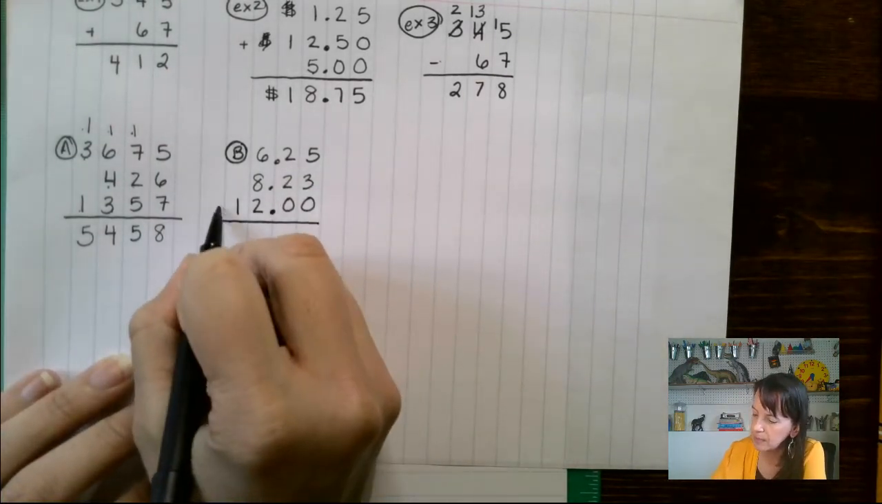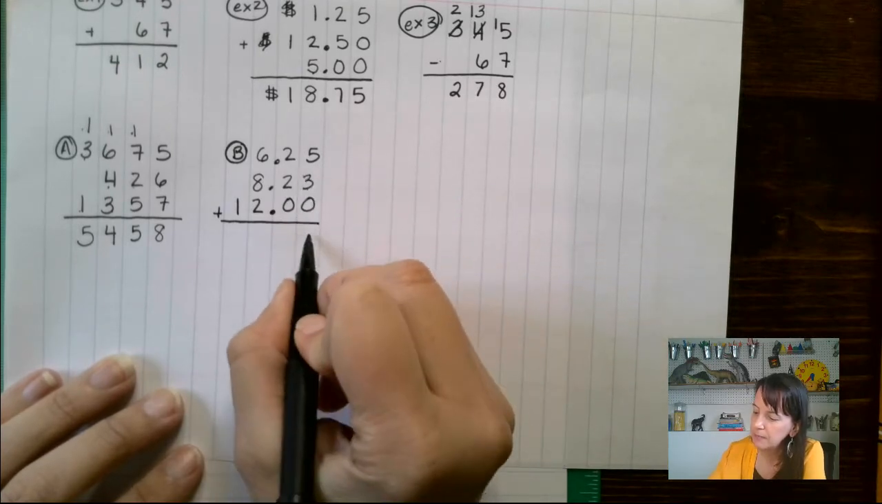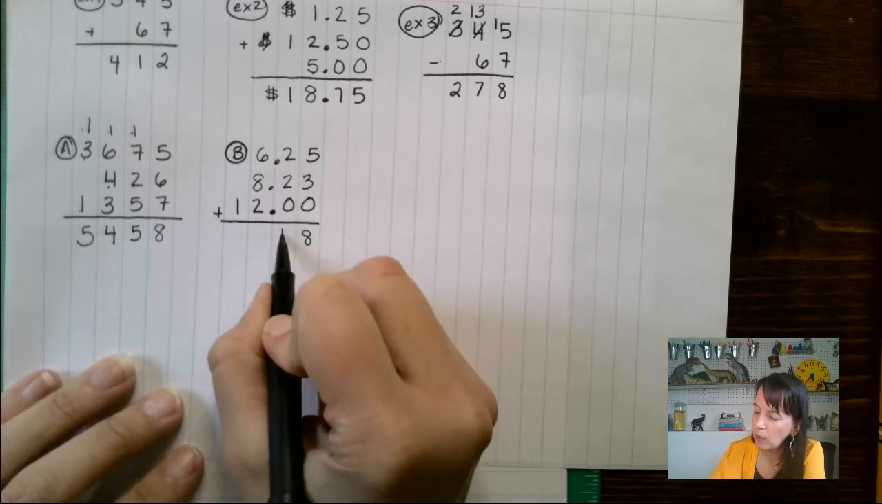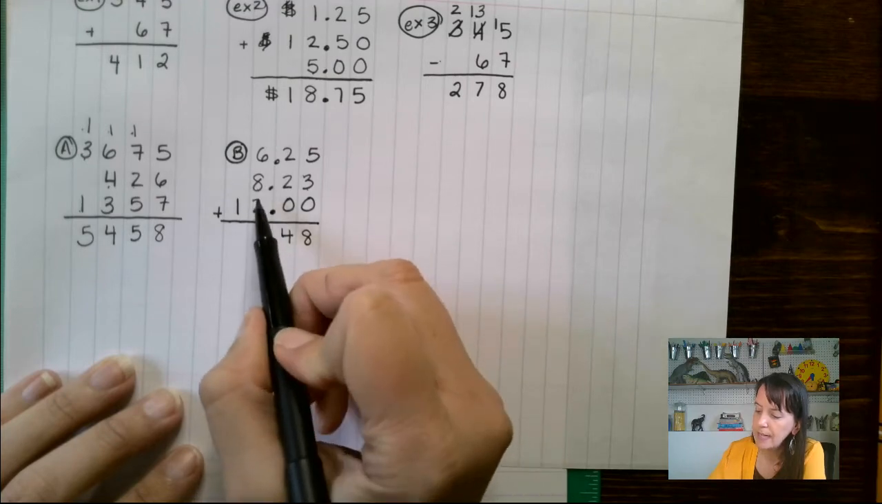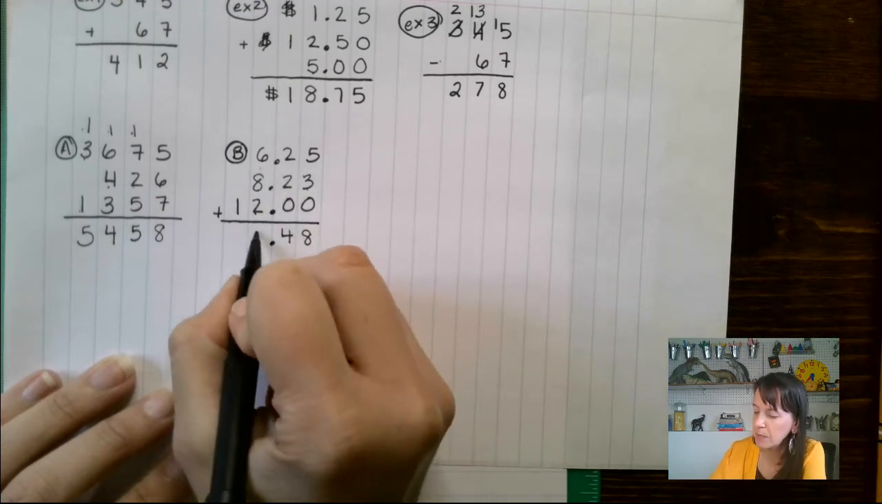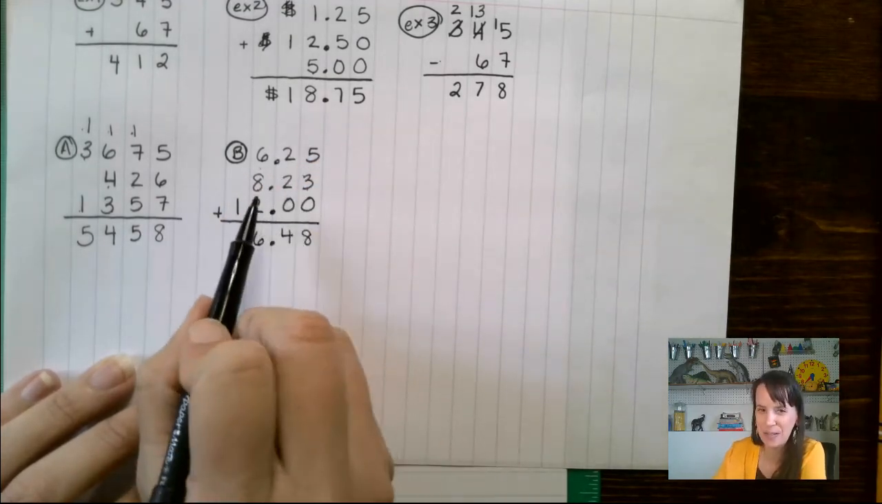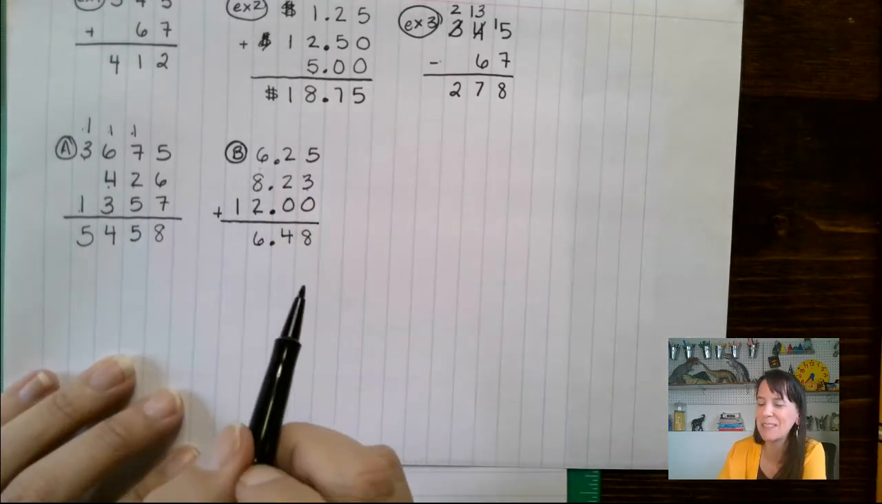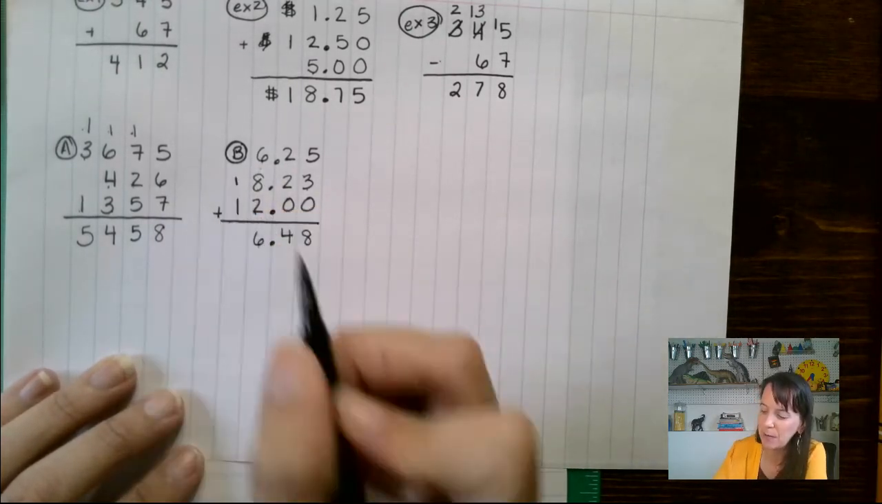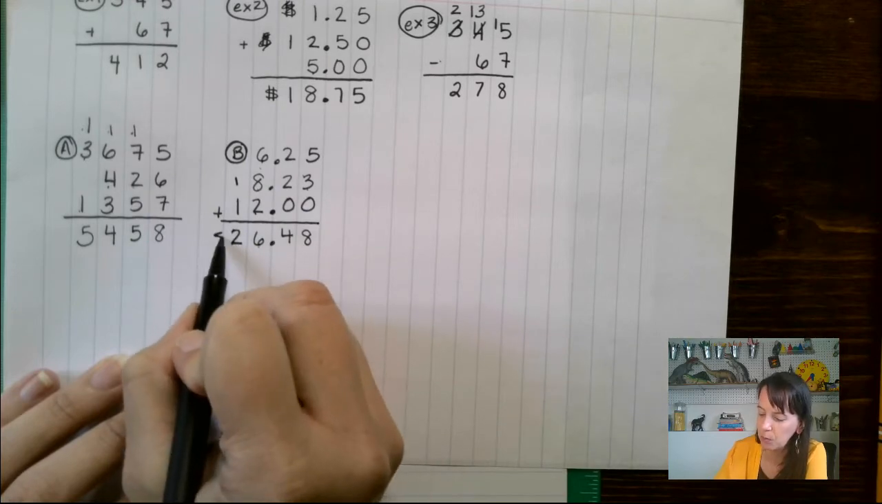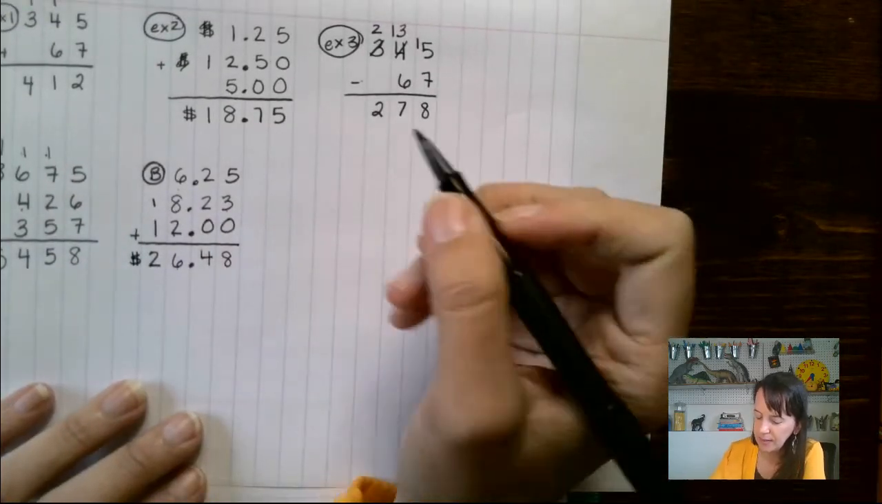Okay, so we are adding. Yes, we are adding these guys. 5, 6, 7, 8. 2 and 2 is 4. 8 and 2 is 10 plus 6 gives me 16. Here's my 6, carry my 1. I get 2648.